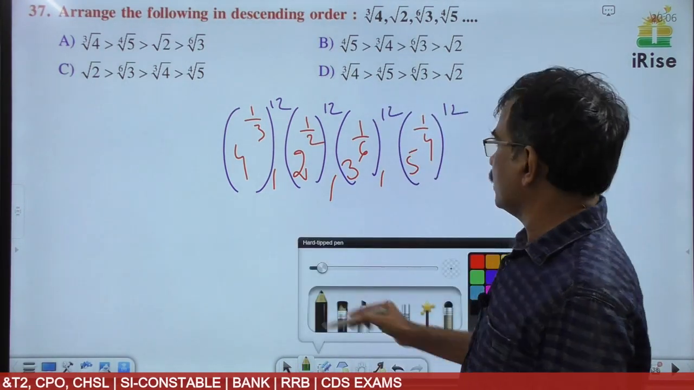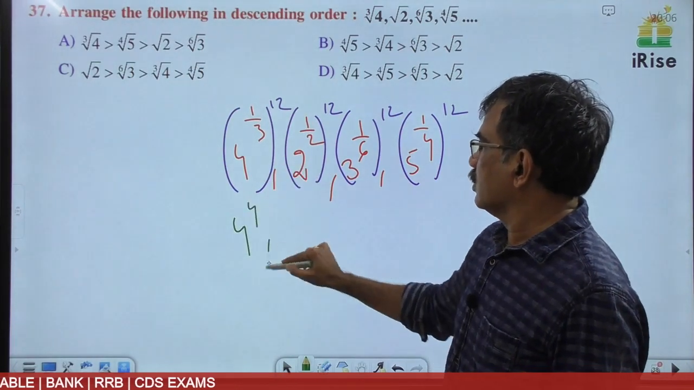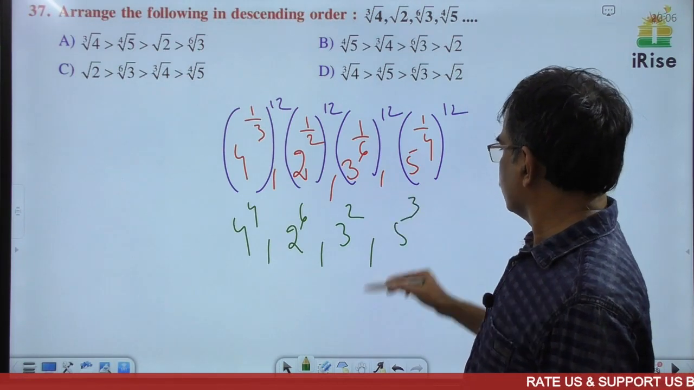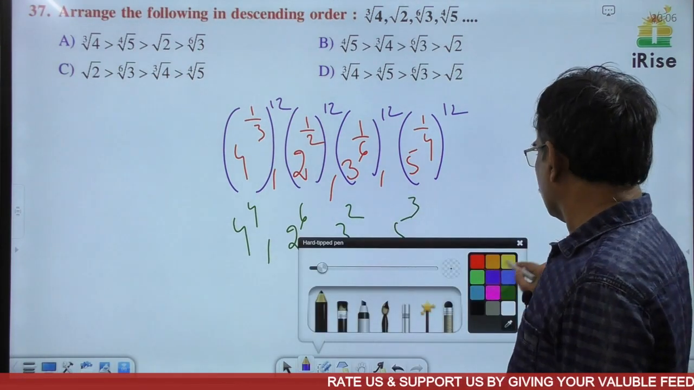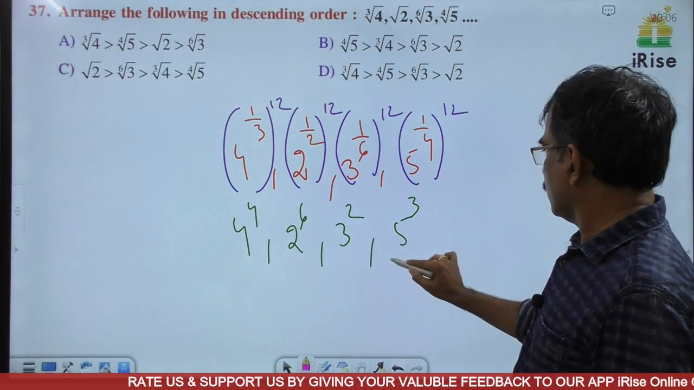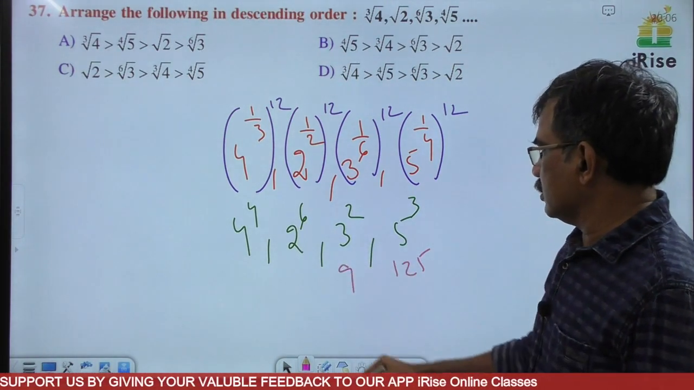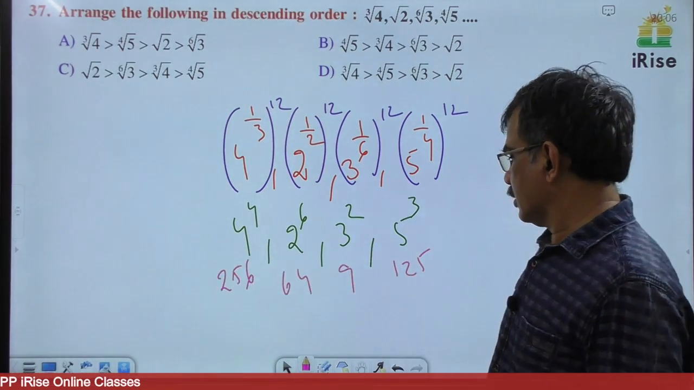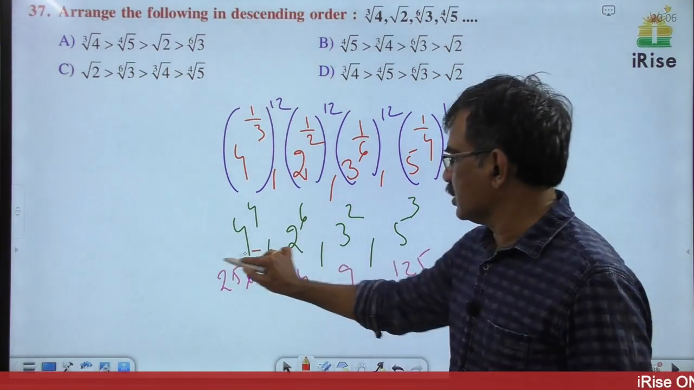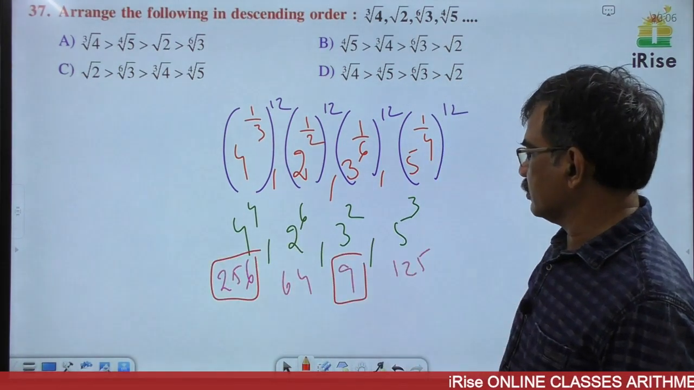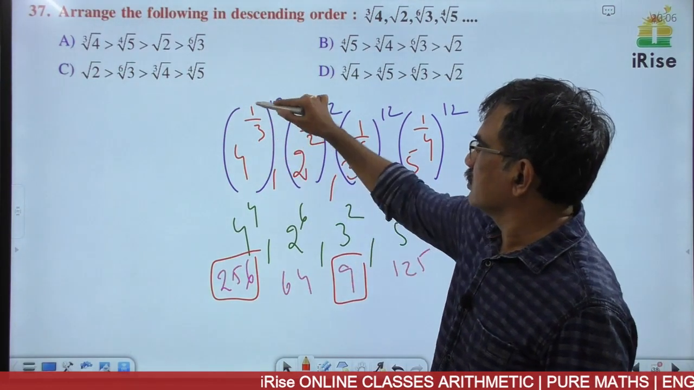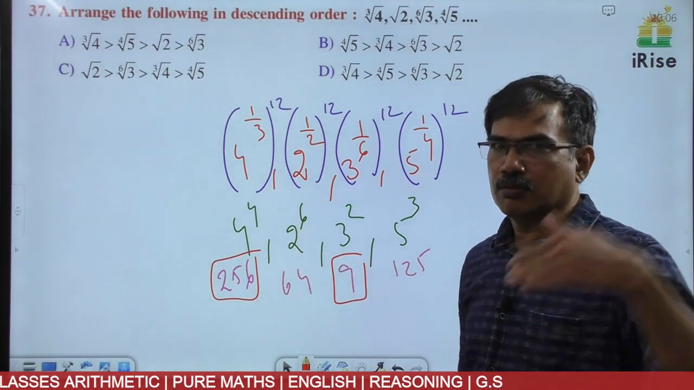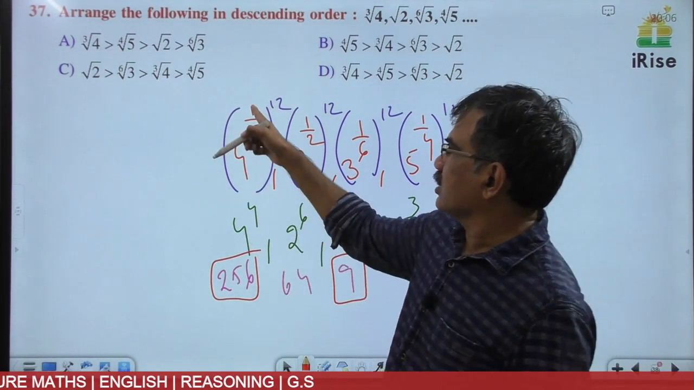So therefore, the first one is nothing but 4 power 4, 2 power 6, 3 power 2, 5 power 3. So what is this value? This is nothing but 256, 64, 9, 125. Here the biggest one is this one, and this is the smallest one. Means the biggest one is 4 power 1 by 3, the smallest one is 3 power 1 by 6. They want a descending order, big to small. Here big to small starts with 4 power 1 by 3.